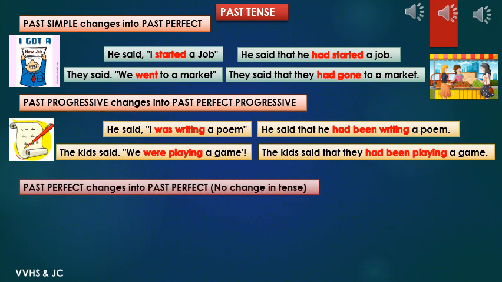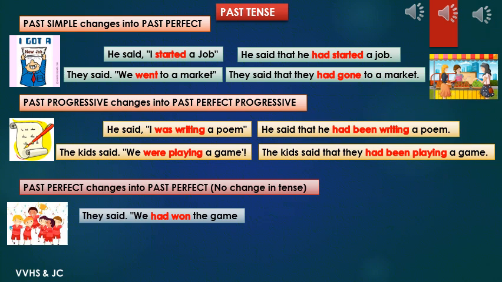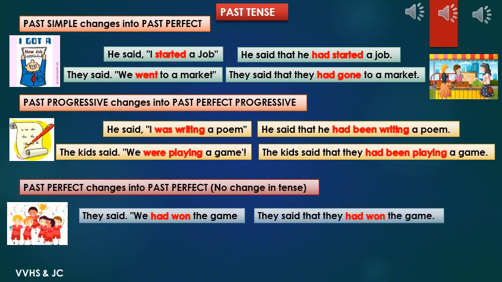Past perfect changes into past perfect. It means no change will happen in the tense. The reported speech or the quote will remain unchanged. For example, they said, "We had won the game." The indirect speech will be, they said that they had won the game.